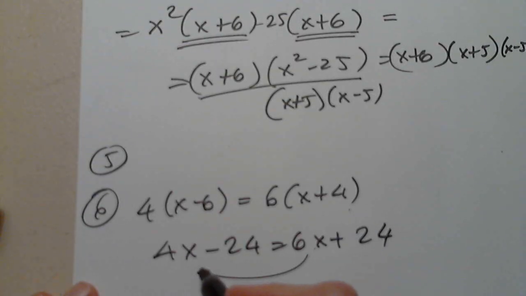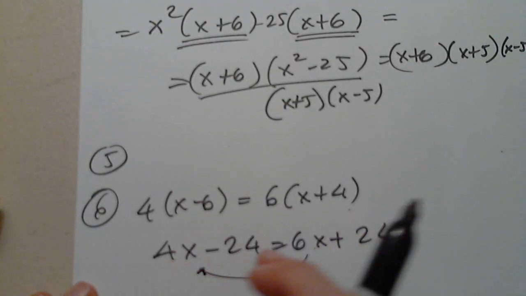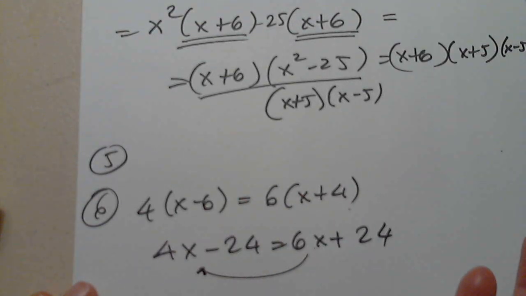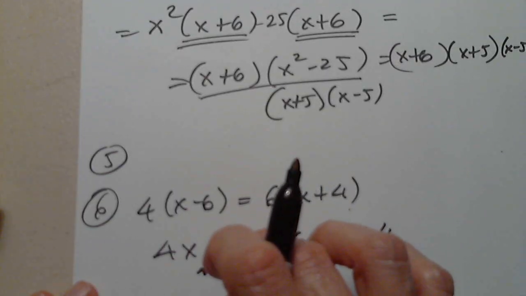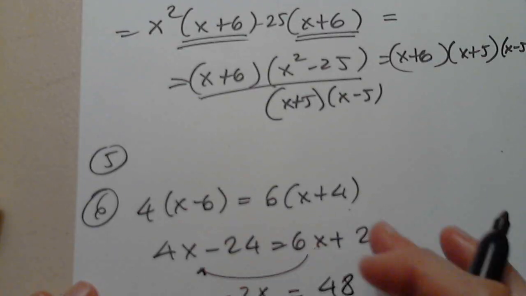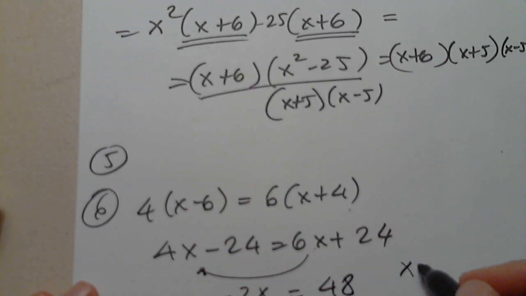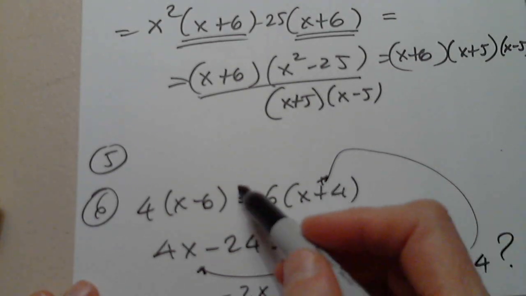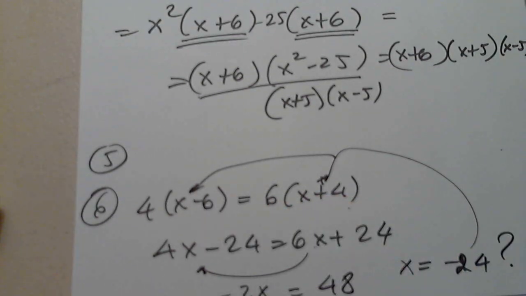I move 6x to the other side. I change its sign. When I move a term from one side to the other, the only thing that changes is its sign. So negative 2x. This term is negative. When I move it to the other side, I get positive 48. 24 plus 24. I divide both sides by negative 2, and I get negative 24. Is it true? I will not enter it before I put it in and I check it.